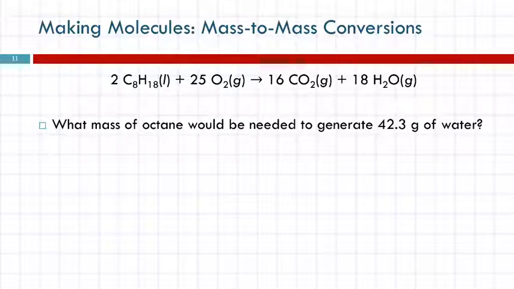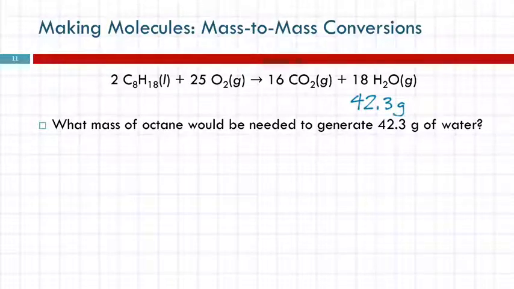Let's do another one using this same chemical equation. What mass of octane would be needed to generate 42.3 grams of water? Well, 42.3 grams of water. I'm going to write that under water in the chemical equation just to organize. 42.3 grams. That's kind of an ugly 2. Fix that. Oops. Well, let's just start over then.